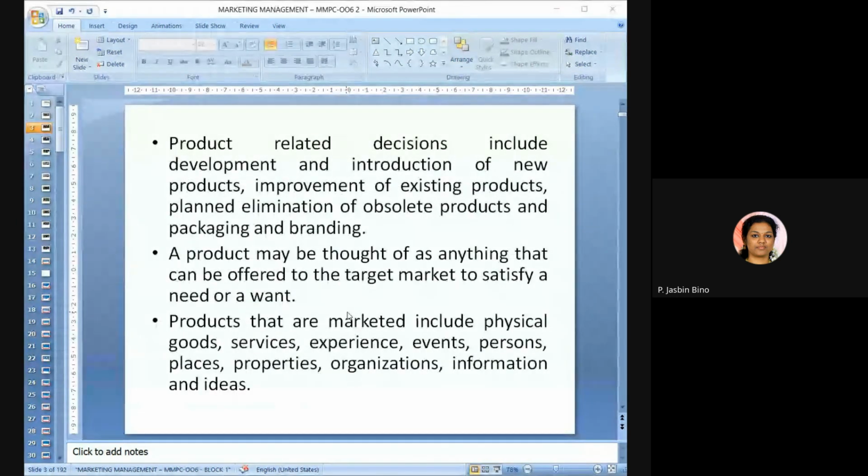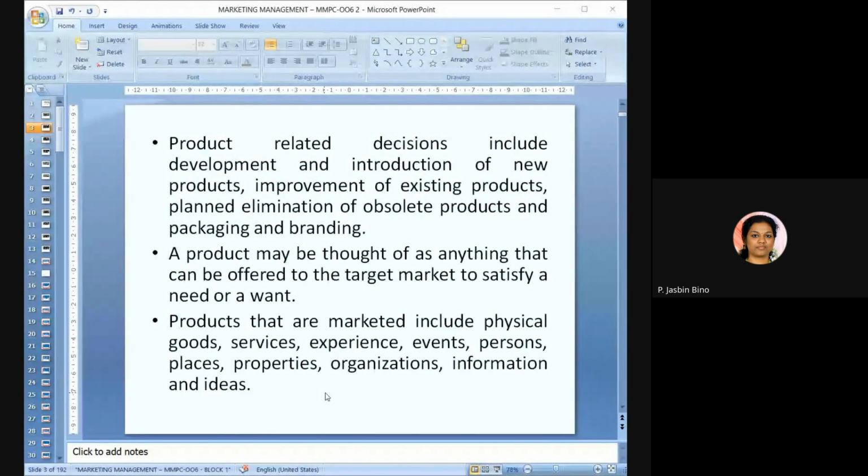So product related decisions include developing or formulating and introducing new products, improvement of existing products, planned elimination of obsolete products which are of no use, then packaging and branding. These all should be considered while making decisions related to a product. A product may be thought of as anything that can be offered to the target market to satisfy a need or a want. That is the main purpose of marketing, as I said in the last class itself. Products that are marketed include 10 things.